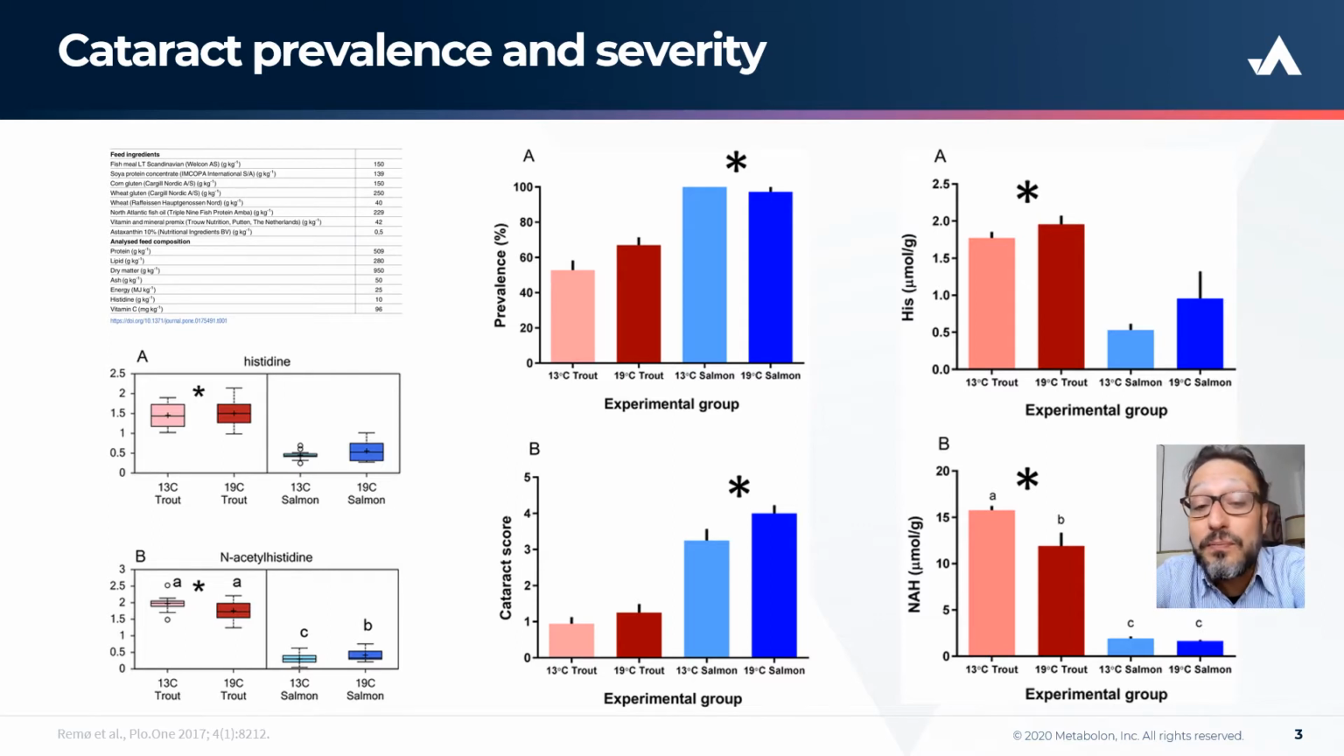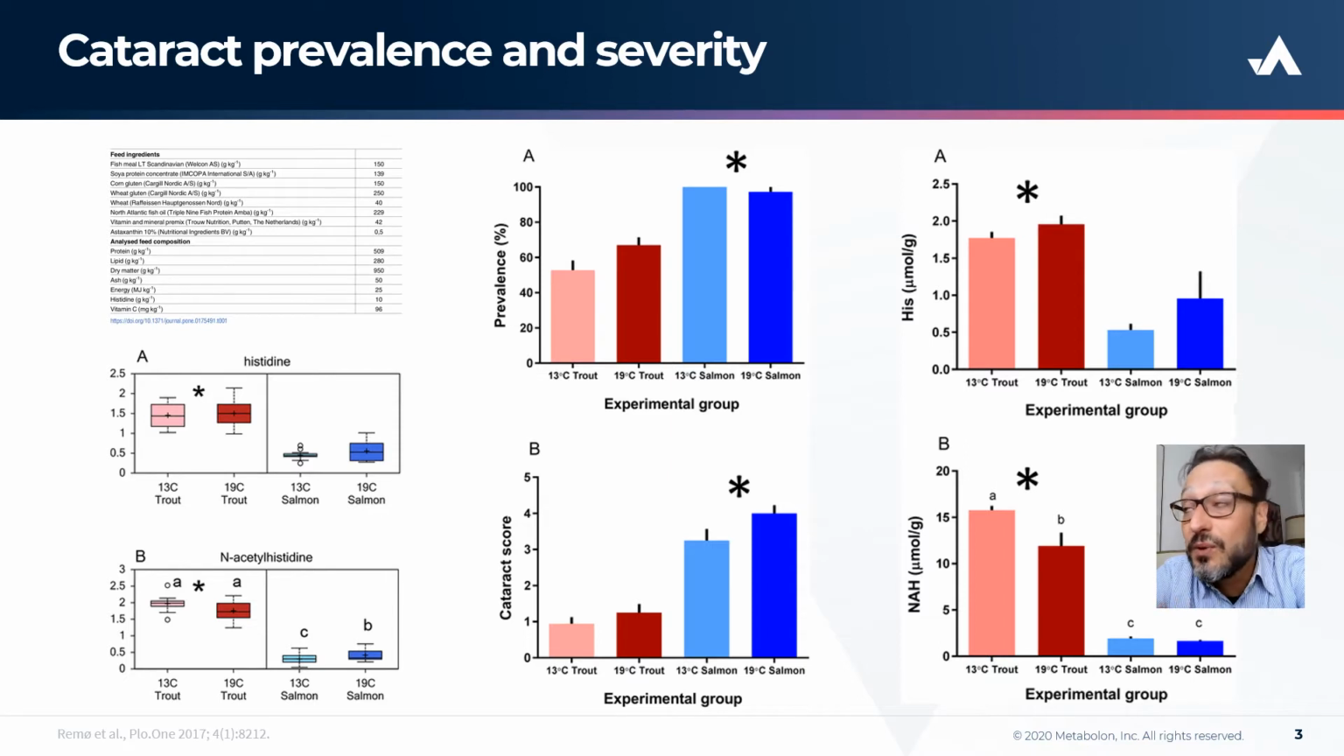Now, the lens metabolic profiles likely indicate differences in lens metabolism that may explain, or are the consequence of, the higher susceptibility for cataracts in Atlantic salmon. If you look at the graphs to the left and right of the slide, one of the major differences between the species was seen in the histidine metabolism. In fact, quantification of histidine and N-acetylhistidine, as you can see on the right, confirmed a higher concentration of both of these in rainbow trout lenses compared to Atlantic salmon lenses.